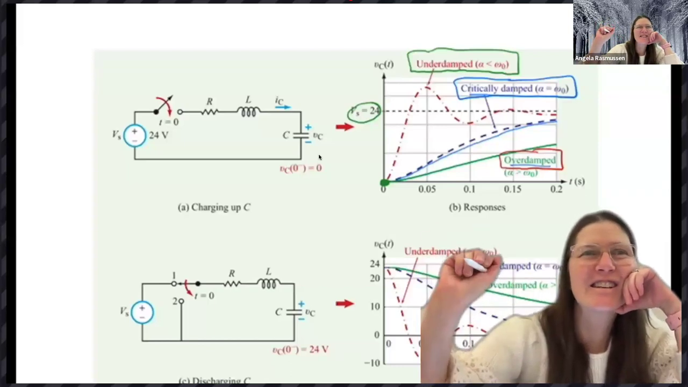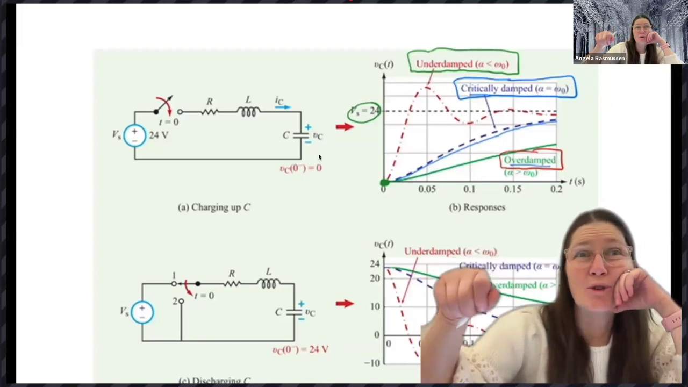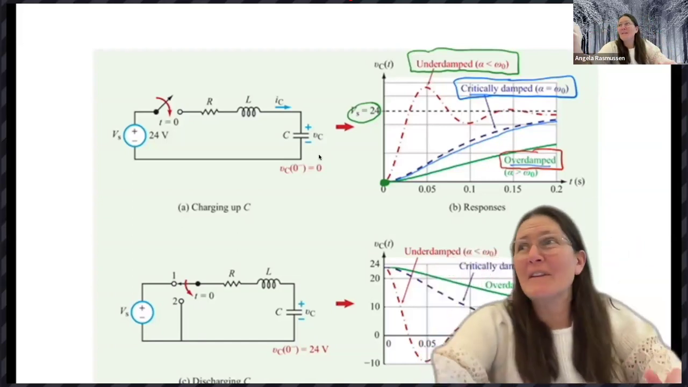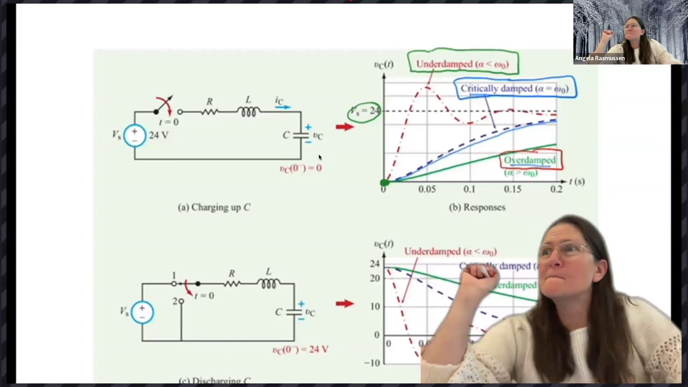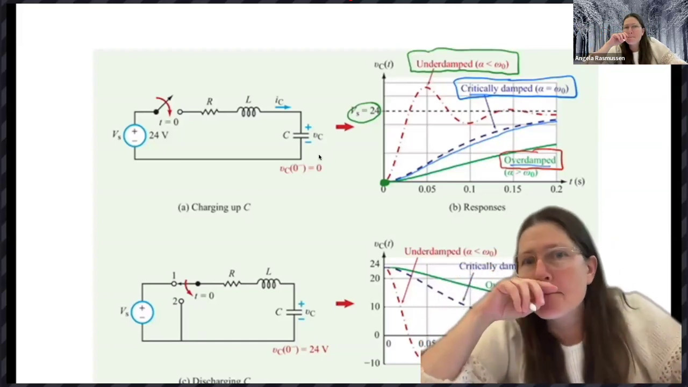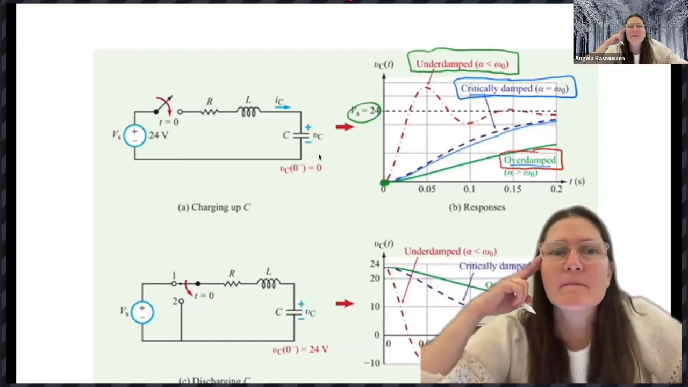Yes. So I'll show you the equations in a minute. How is it possible to have more energy stored in your capacitor than you have volts being put into the circuit?